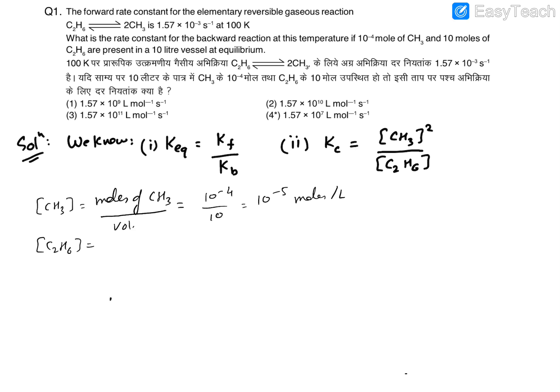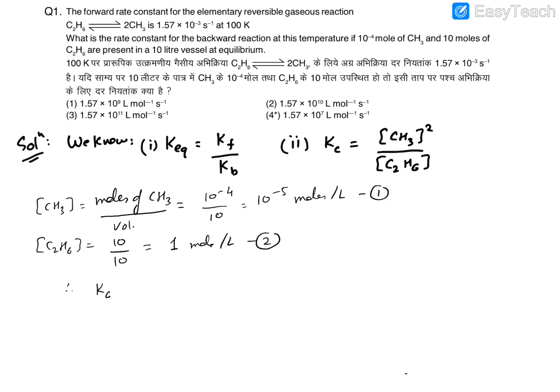Similarly, for C2H6, using the same formula, the moles are 10, the volume is also 10. So when we put in the values, moles of C2H6 upon volume of the container, we get 1 mole per liter as our concentration for the reactant C2H6.